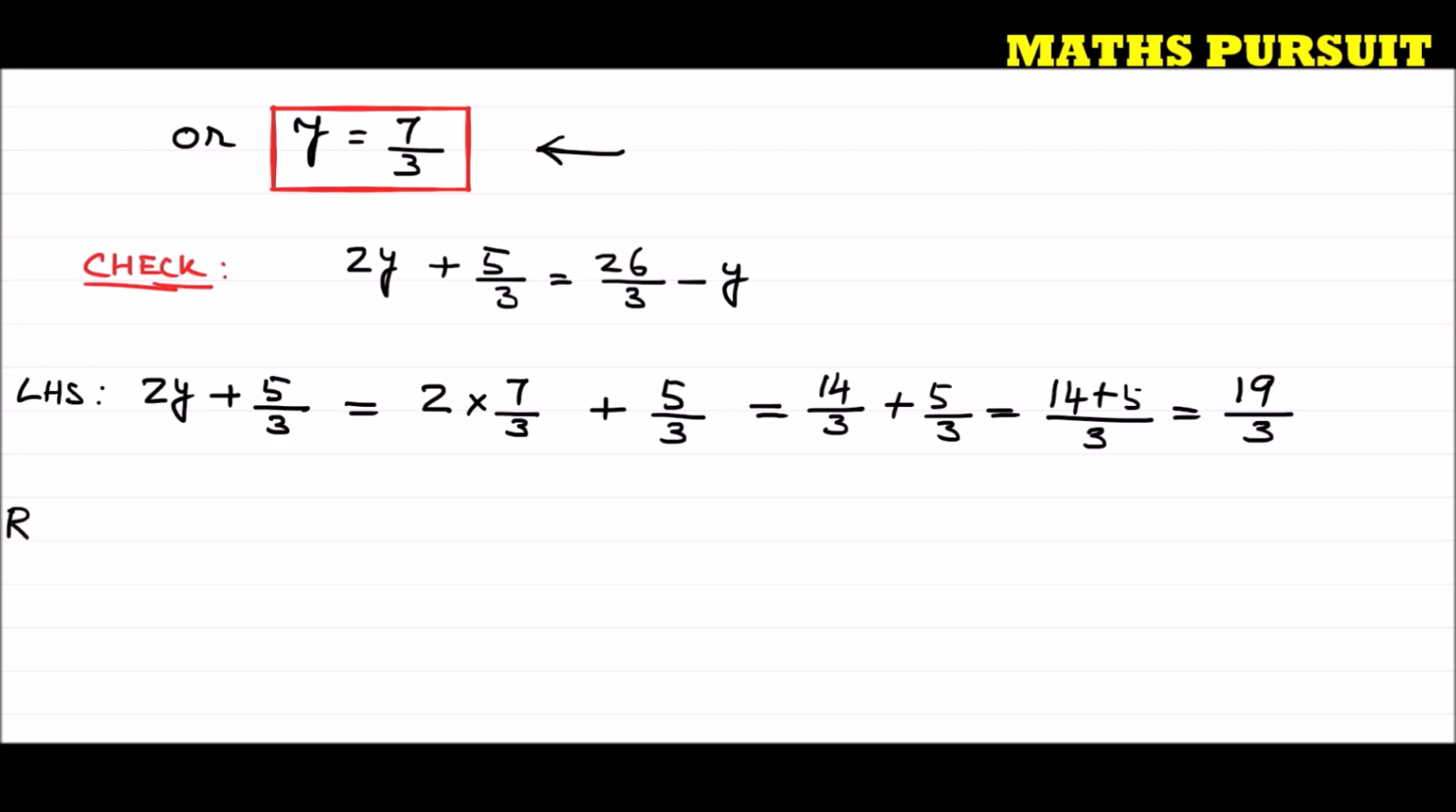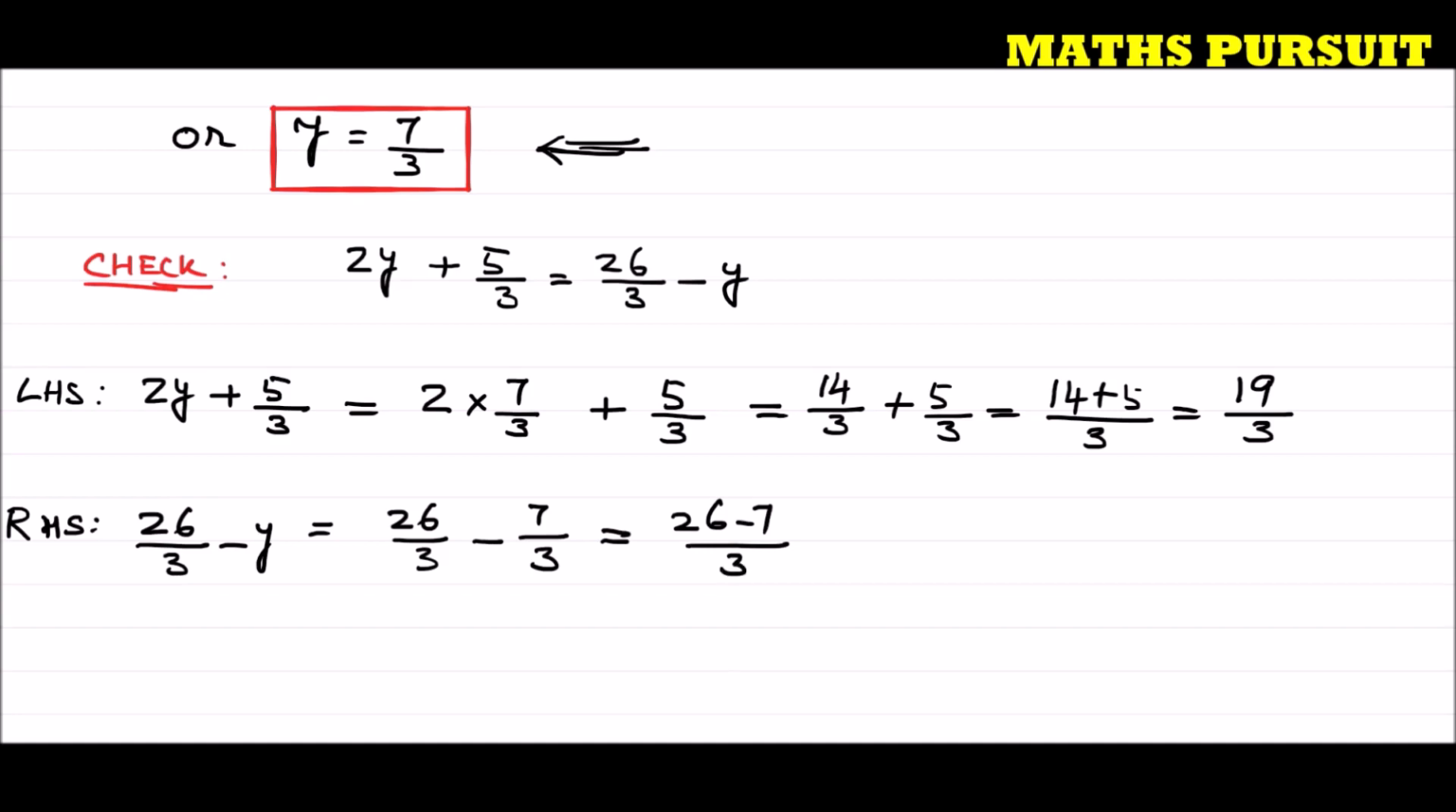Now let us check the right hand side of this equation. The right hand side is 26 upon 3 minus y, or that is equal to, I can write 26 upon 3 minus 7 upon 3, just replacing the value of y that we got above. Above means here, the value for y that we got in this step, I have replaced it. Or I can write 26 minus 7 divided by 3, just taking the LCM as 3, that is equal to 19 upon 3.